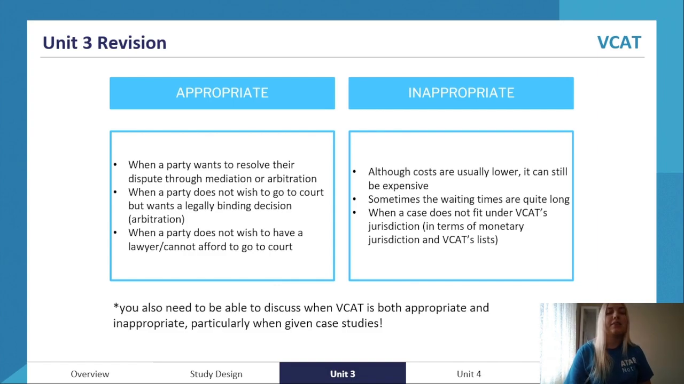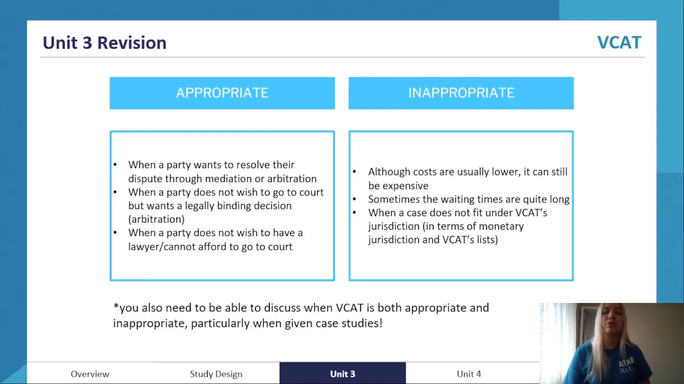For instance, VCAT is appropriate when a party wants to resolve their dispute through mediation or arbitration, because VCAT generally uses mediation and arbitration. They can use conciliation too, but they usually send parties to mediation to see if they'll reach a voluntary agreement, and if that doesn't work, an arbitration hearing, which is like a less formal court hearing overseen by an arbitrator, where parties also have to present evidence, and at the very end, a verdict that is legally binding is handed down.